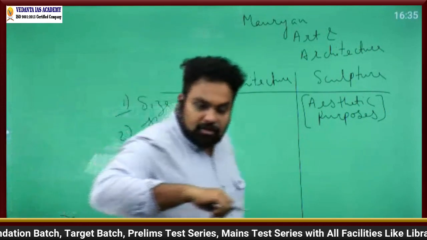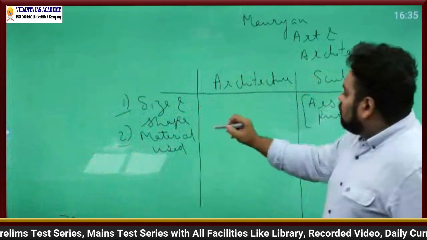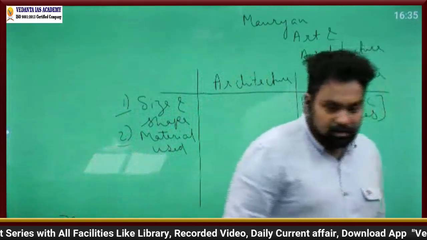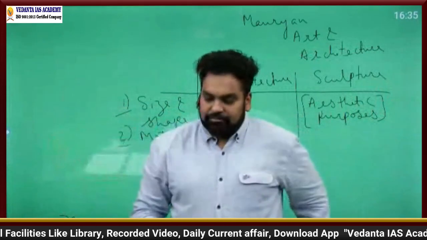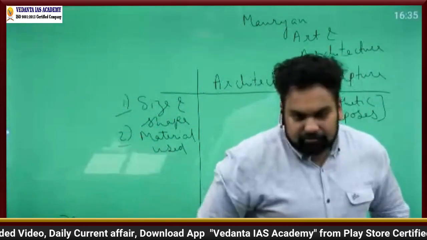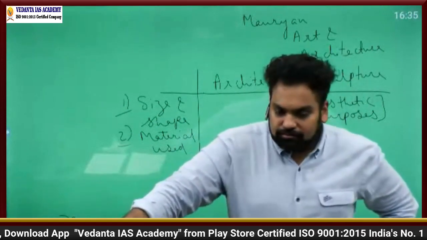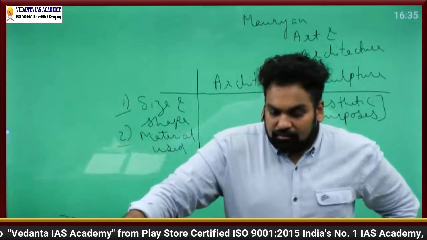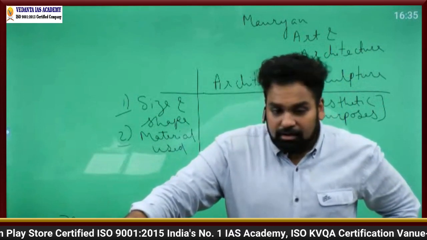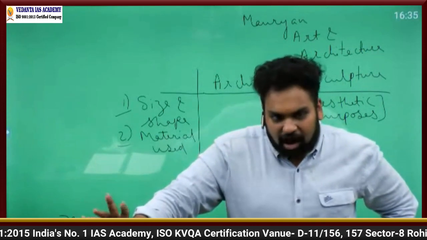Material used. A variety of materials, this is the architecture point. Variety of material, like bricks, cement, stone, iron, etc. Right? So that is being used in the architecture.